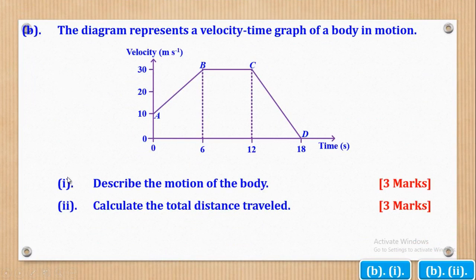So B Roman 1 says the diagram represents a velocity time graph for a body in motion. So this is a velocity time graph. Then Roman 1, describe the motion of the body. And Roman 2, calculate the total distance traveled. So Roman 1, let's start Roman 1, motion of the body from A to B, from B to C, and from C to D.